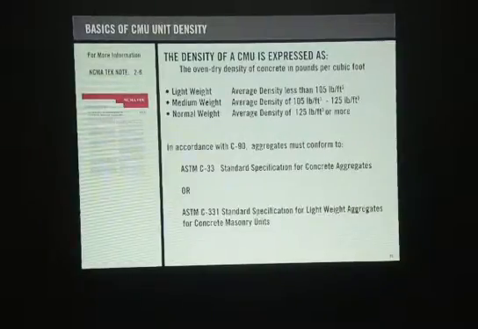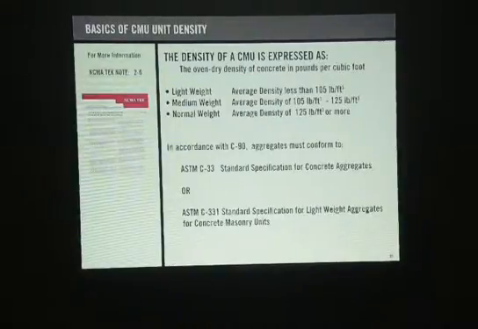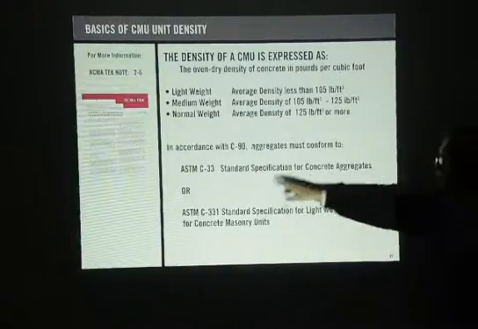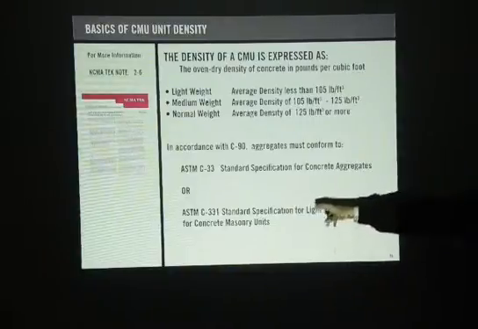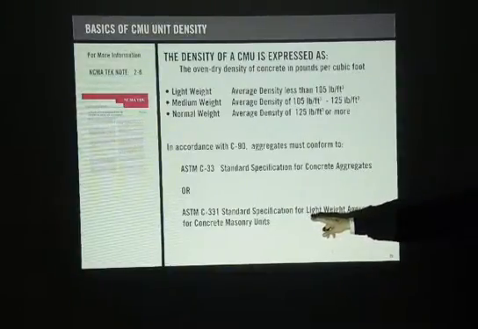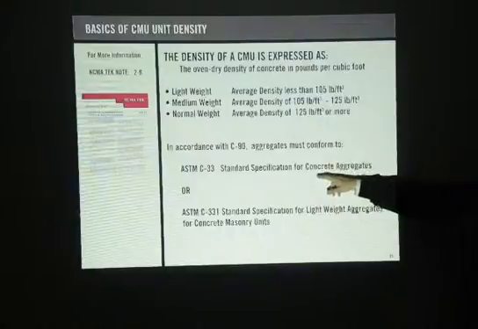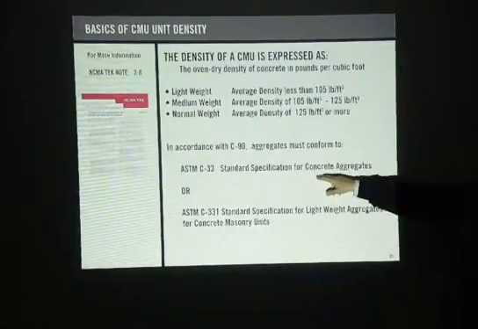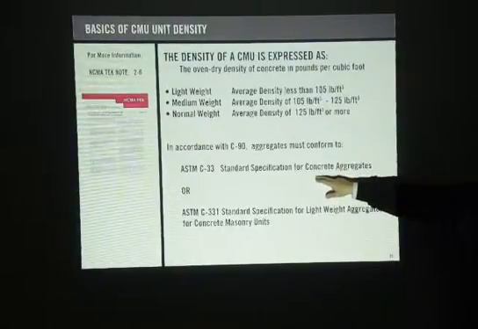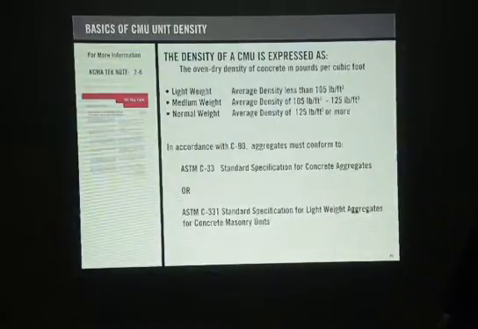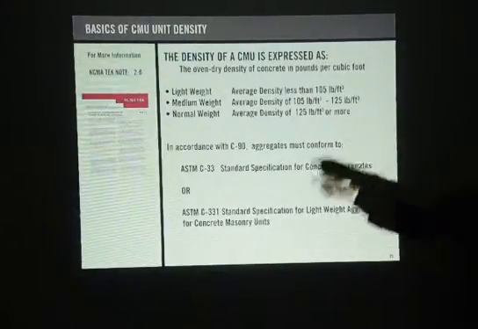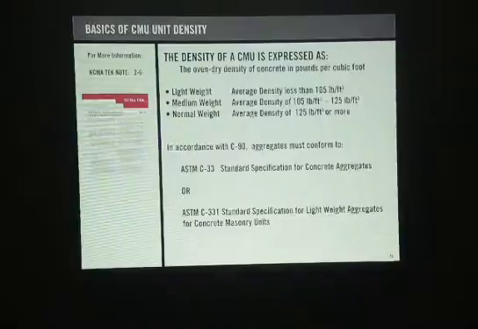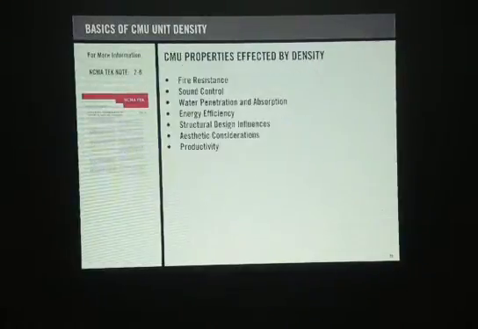Okay, so with that in mind, there's another mention here of two other ASTMs. The C331 on the bottom, that's lightweight. The rest of the aggregate products for medium weight and for normal weight are going to fall under ASTM C33 as far as what the aggregate itself must conform to.